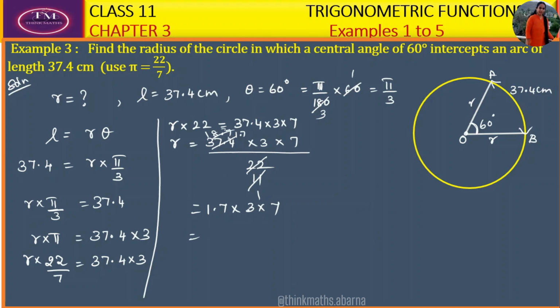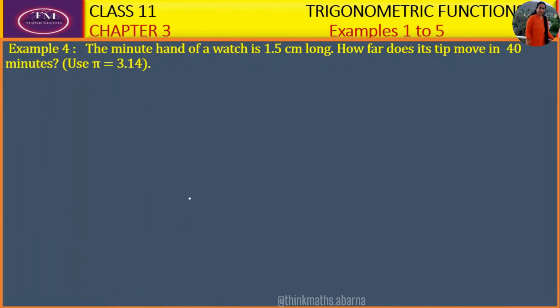So 1.7 into 3: 7 3s are 21, 1 3s are 3, 3 plus 2 is 5, so 5.1 into 7. So 1 sevens are 7, 5 sevens are 35. The decimal place is before one number. So the answer is R is equal to 35.7 centimeter. Okay, so this is the solution for this problem. Clear? So we will move on to example 4 on the next page.